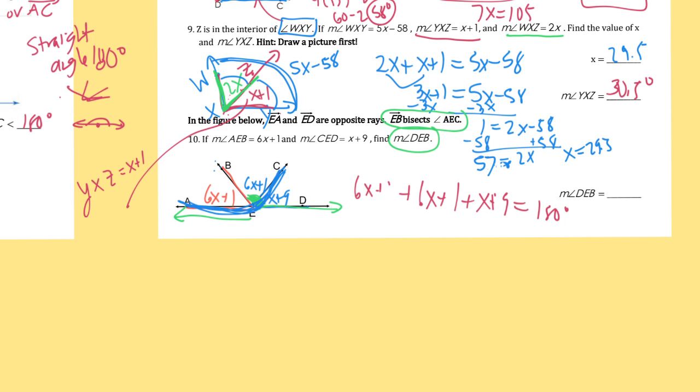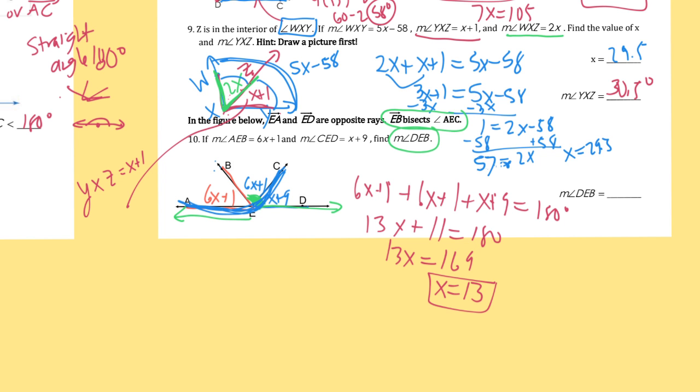So if you add up all these things and combine like terms, you get 13x plus 11 is equal to 180. Minus 11 from both sides, you get 13x is equal to 169. So that means x is equal to 13. And then you can find any of these angles. So you could find this angle right here. You go 6 times 13 plus 1, and I might need to use a calculator for this one. 6 times 13, and then add 1.